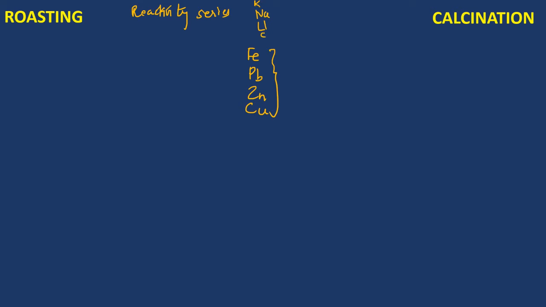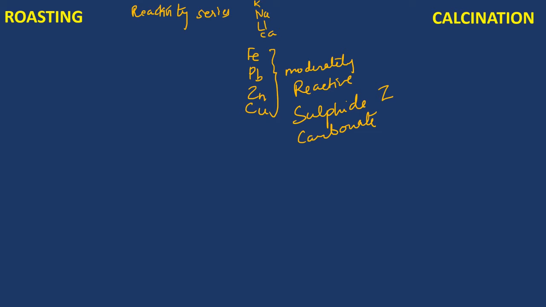So what happens to the moderately reactive metals? They basically occur in the form of their sulfides and carbonate salts. When they occur in these forms, they have to be converted to oxide so that we can obtain metal from them. It is easier to obtain metal from their oxide rather than sulfide or carbonate. So for that, the sulfide ores and carbonate ores are first converted into oxides.